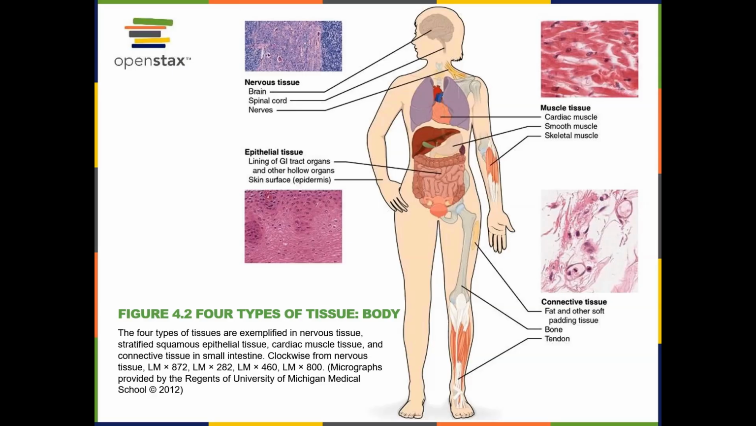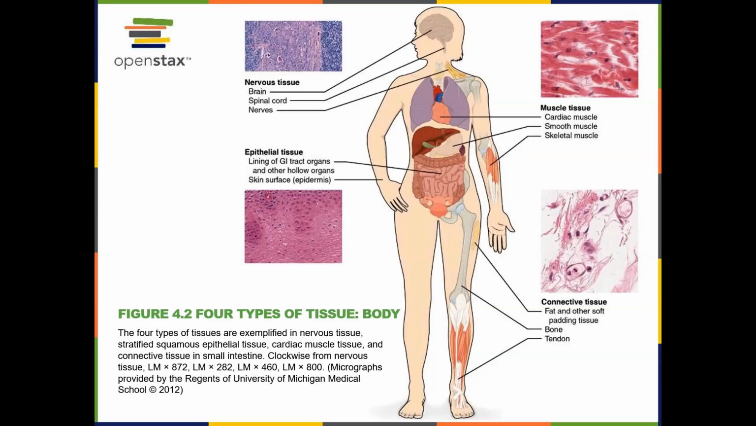Nervous tissue is specialized for rapid communication. Epithelial tissue forms lining in the body. Muscle tissue is specialized for contraction to produce movement. And connective tissue provides structural support and metabolic support for other tissues in the body.